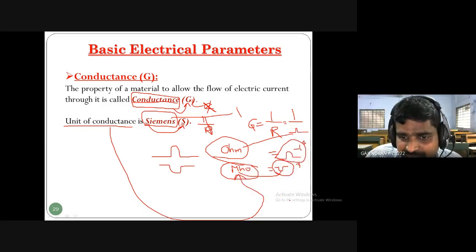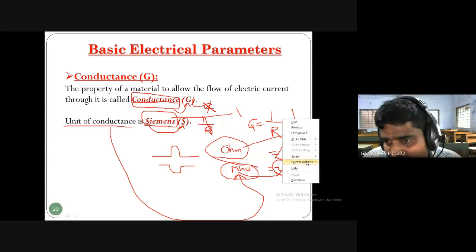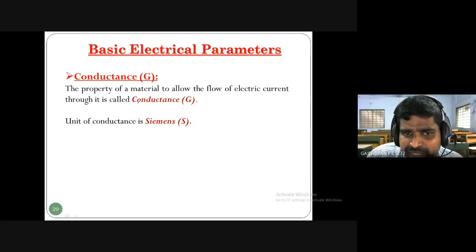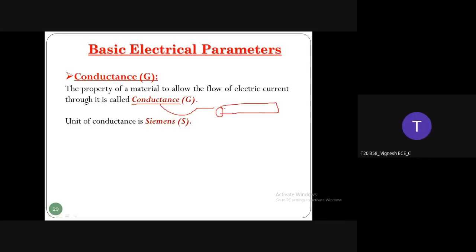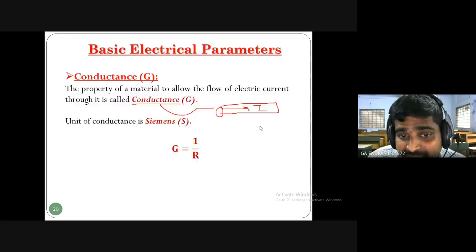Shall I erase the content in the slide? Yes, sir. One simple question. If the conductance of the material is high, what about the current flowing through the conductor? Increases, sir. High, sir. That's all. Resistance is inversely proportional, here it is directly proportional.